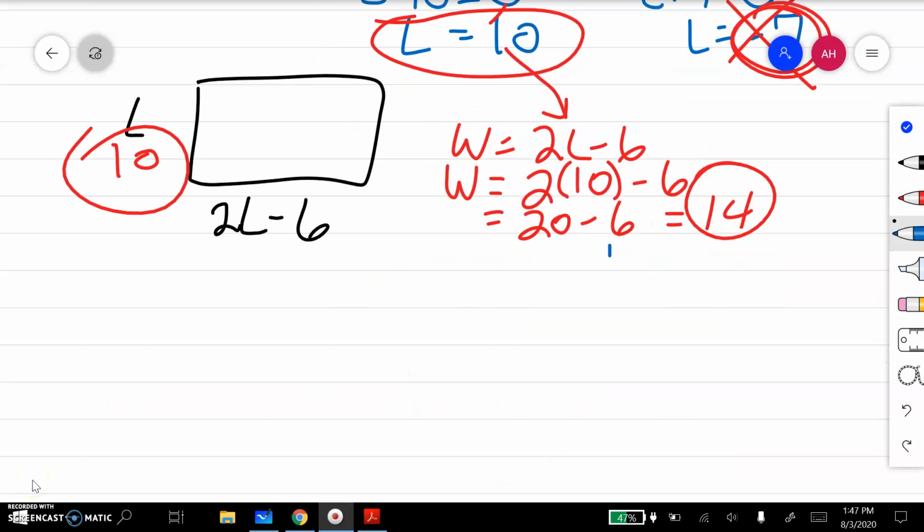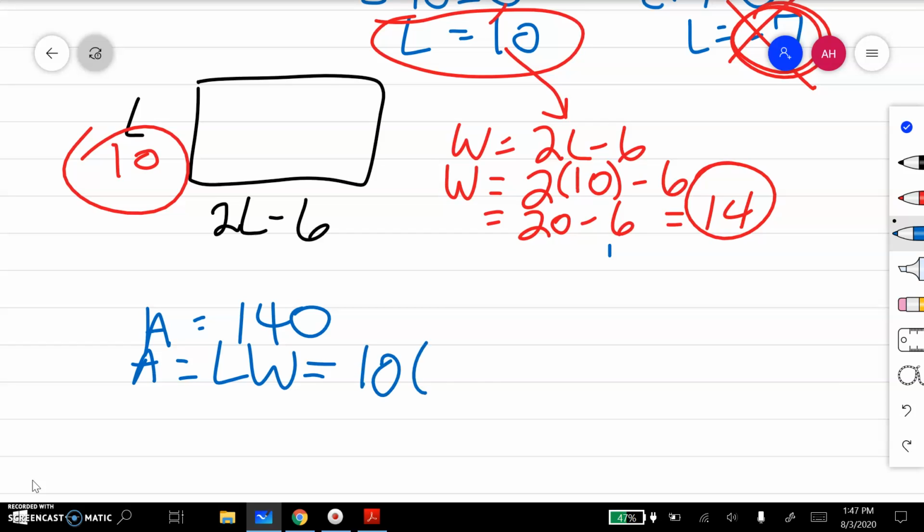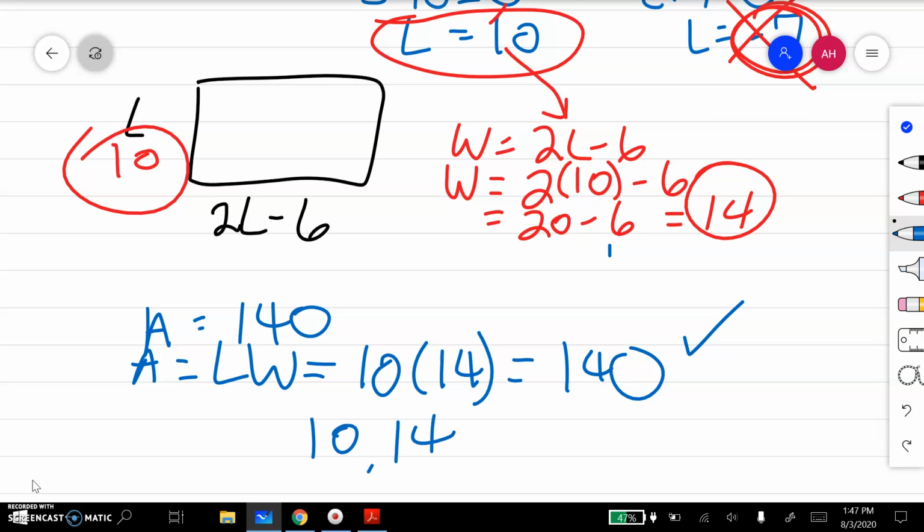Okay, so sometimes it's helpful to make sure our answer makes sense. So the problem told us that the area is supposed to be 140. And we also know that the area is length times width. So let's substitute in the length, which is 10, and the width, which is 14. And if we multiply those, we do get 140, which is what we wanted. So those are your two answers. The answers are 10 and 14 for your dimensions.